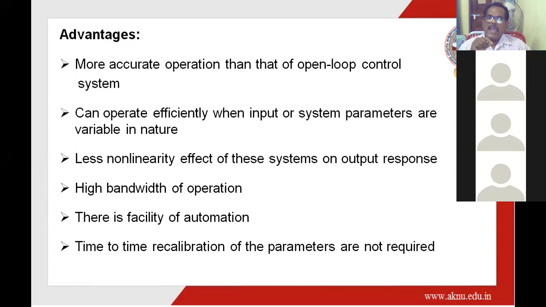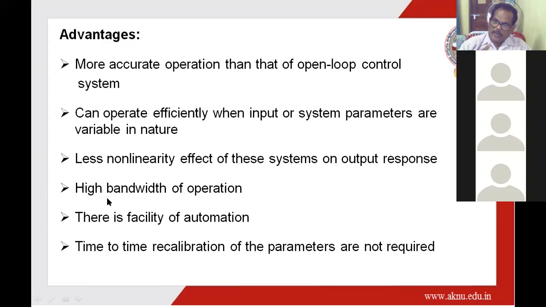And at the same time, there is high bandwidth of operation. This point is explained at the time of effects of feedback. Effects of feedback, I will explain this point, high bandwidth. Why is high bandwidth operation achieved in the closed loop system?